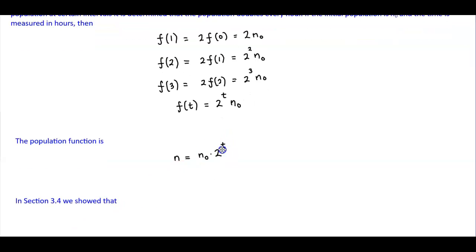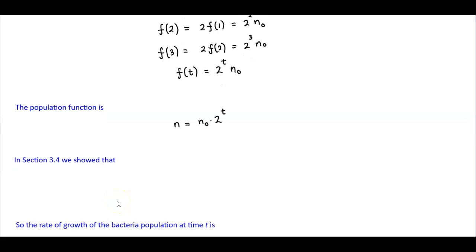Now remember that whenever we have a variable in an exponent, then what we can use is logarithms. So remember that in section 3.4 we showed that the derivative with respect to x of our exponential function was equal to a to the x times the natural log of a.